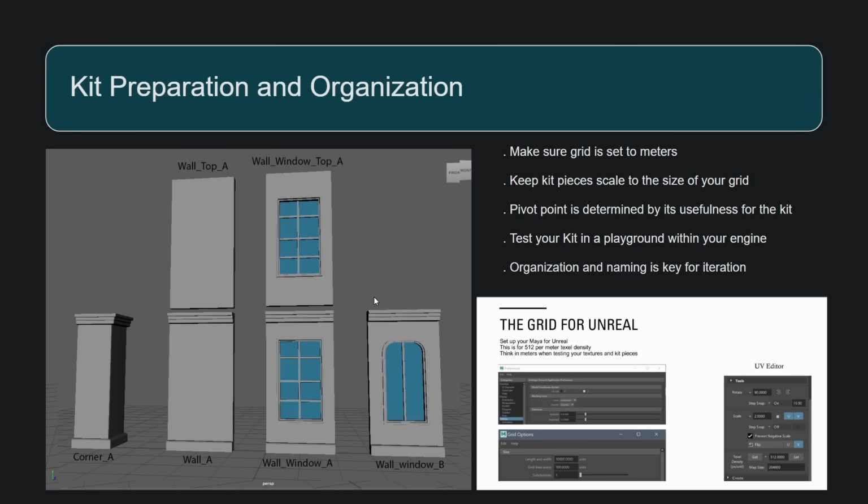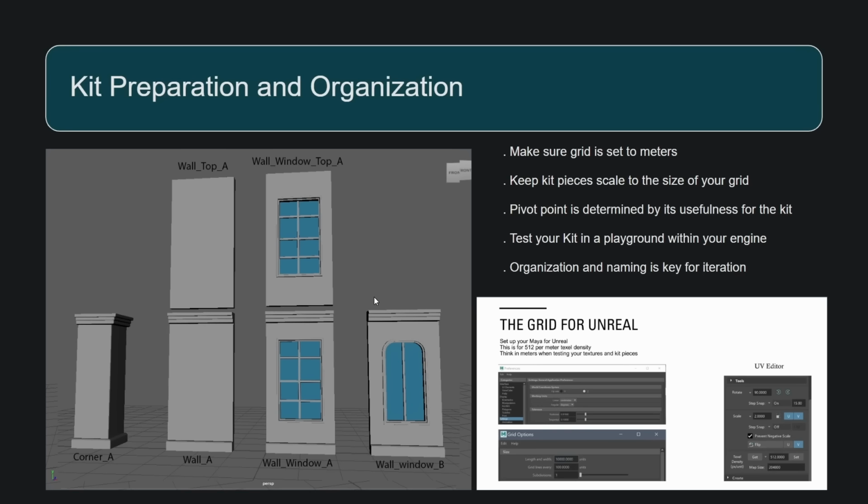So yeah, if you guys are doing more organic stuff, for the pivot point, I usually like to put it somewhere in the center of my object, just so I have the freedom to rotate it around and not have a pivot point in a weird spot. That's what it comes down to when it comes to pivot points.